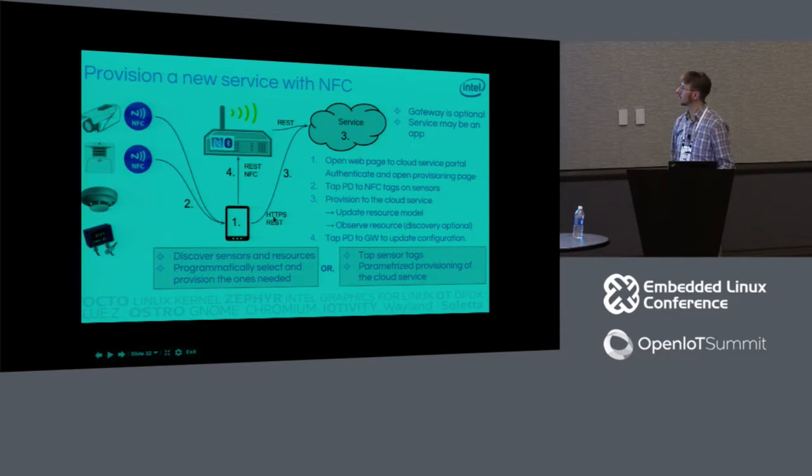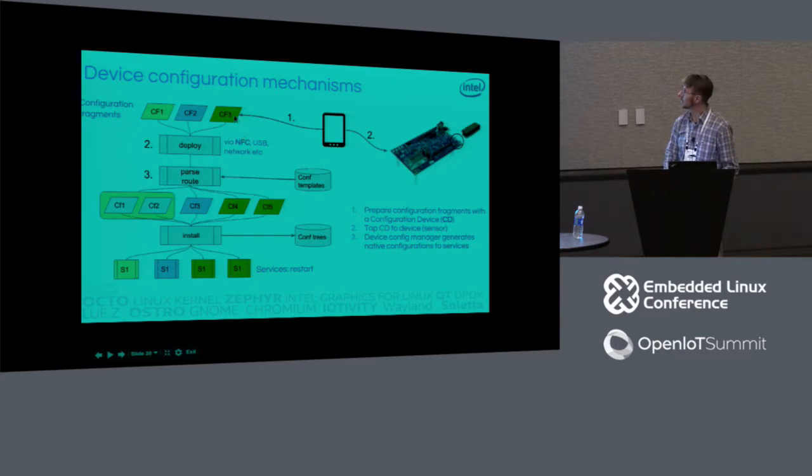So we can basically even skip the discovery. And in step 4, if we have a gateway, we can update the gateway configuration by tapping to it. And that would come basically to this scenario. And this, by the way, can be implemented both in the sensors and the gateway.